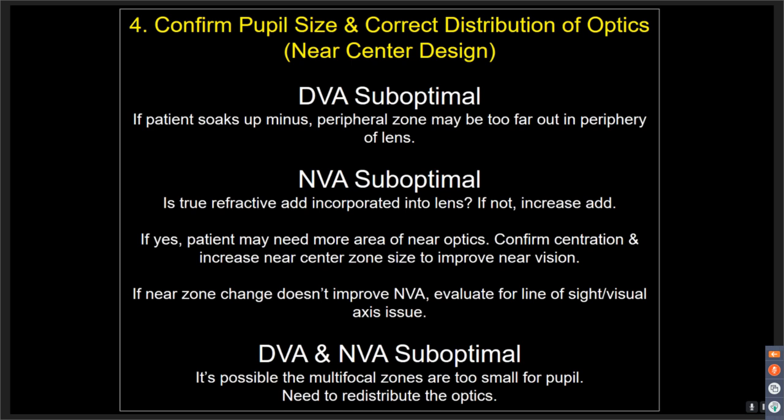If the patient is soaking up minus, again, make sure that they're not just neutralizing the reading part. With the near vision, you have to really understand where that patient is working. You don't want to overplus them. You don't want to underplus them. You want to make it just right. So you have to find out where they're spending most of their time. Again, you are the one that gets to adjust the amount of area that's needed for near or needed for distance. So that's the area that you're really going to look at closely, and that relates directly to the pupil size.